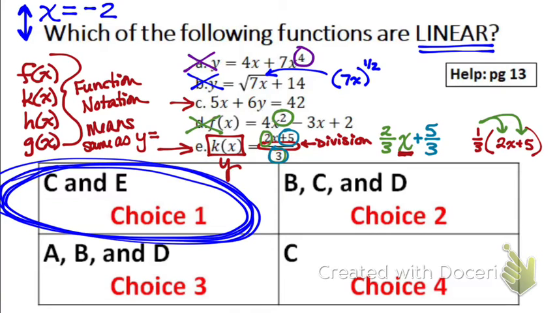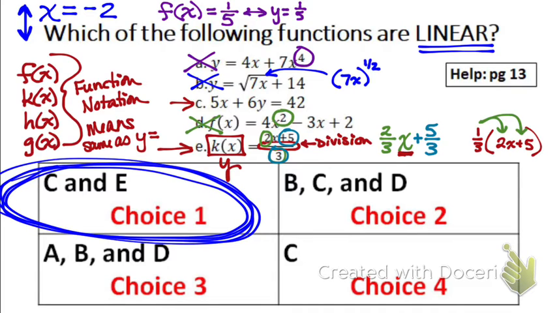Another thing that would be an example of a linear function that we don't have a good example of right here would be if I just had y equals, or function notation equals, and then some number like, I don't know, 1/5. That's the same as y equals 1/5.